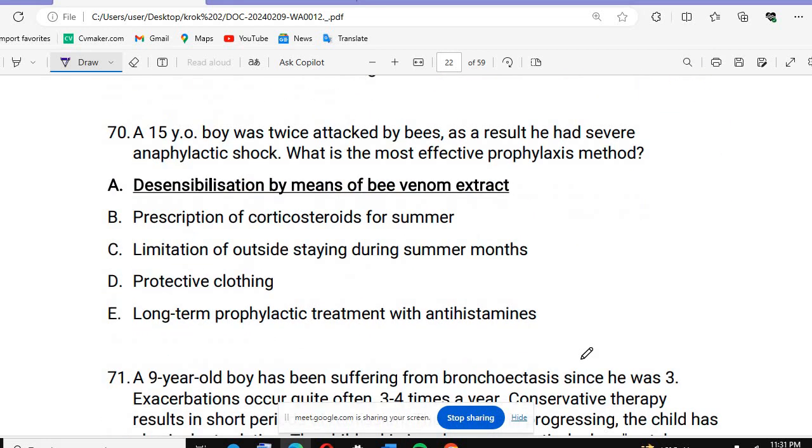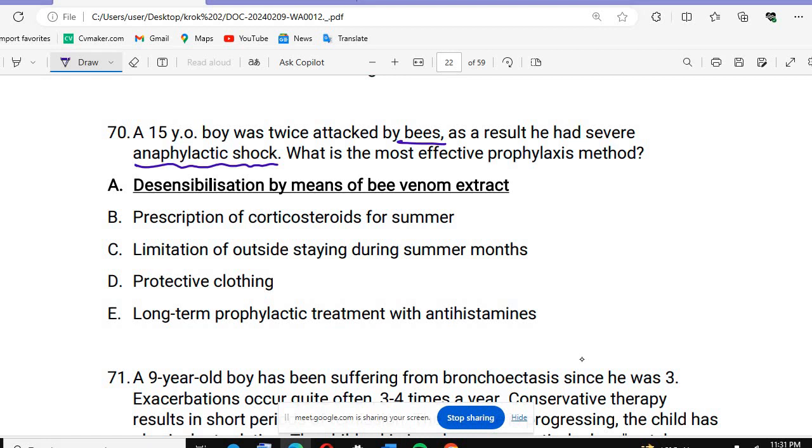The next question: a 15-year-old boy was attacked by bees. As a result, he had severe anaphylactic shock. What is the most effective prophylaxis method? If you get an attack by bees, the most effective preventive method is desensitization.